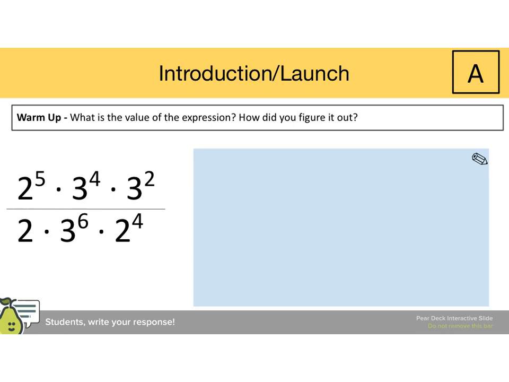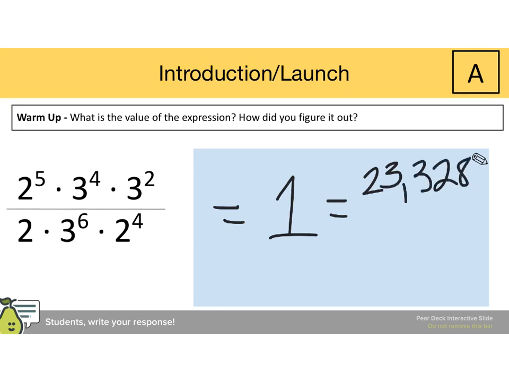So the introduction asks students, what is the value of the expression? How did you figure it out? Students should be getting the answer 1. There are several strategies for getting to this answer. One is that they utilize a calculator. Another strategy is that they computed the numerator and denominator and realized it was equal to this fractional value, which of course equals 1.